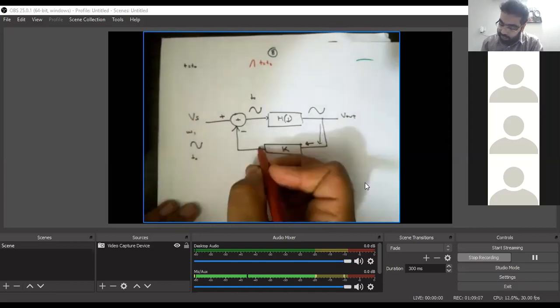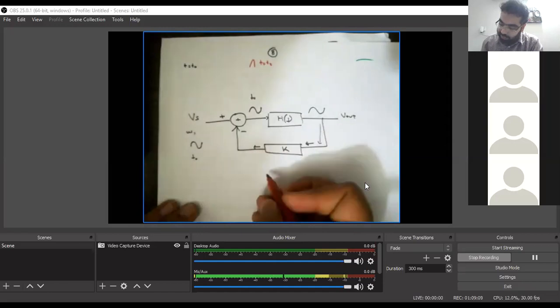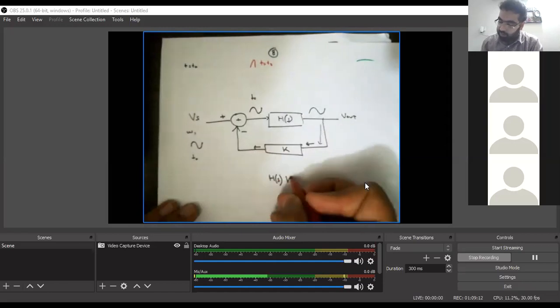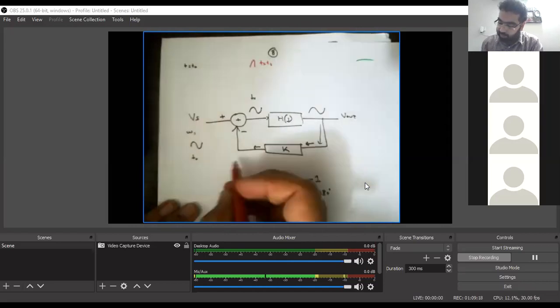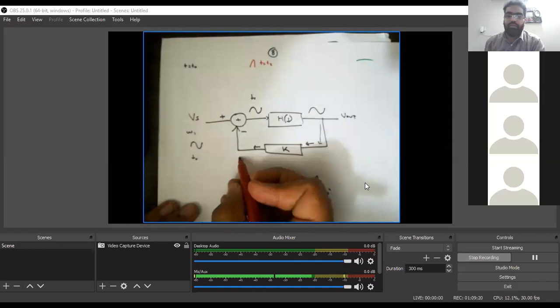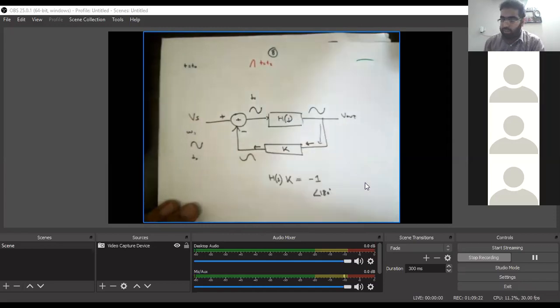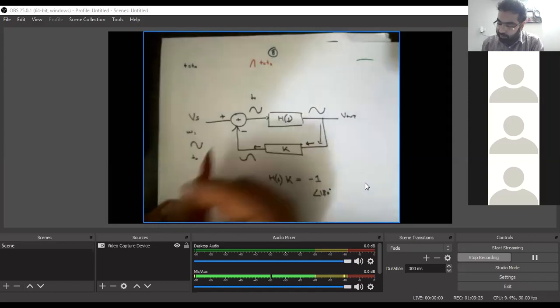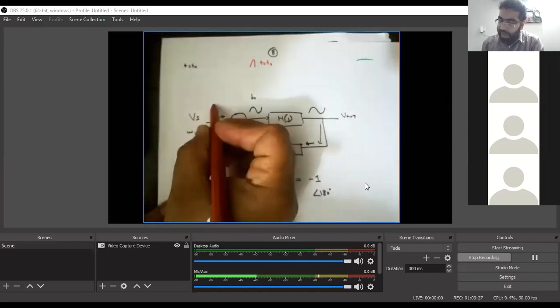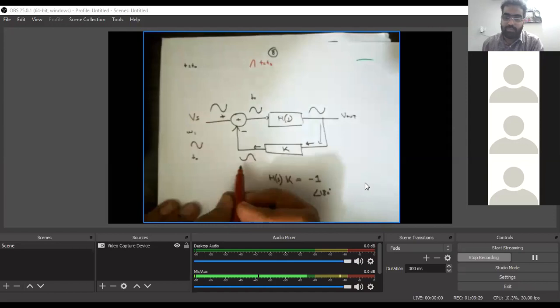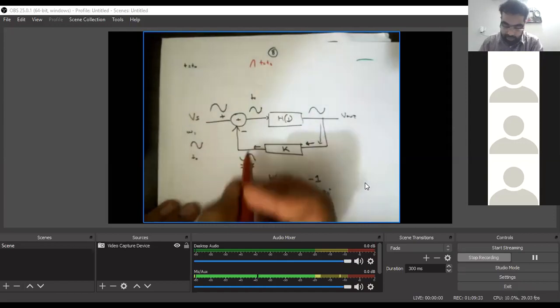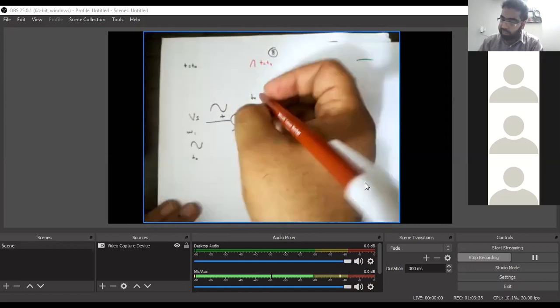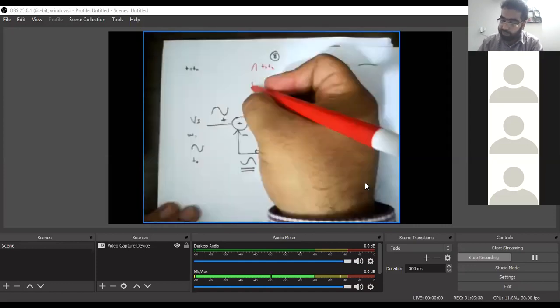Now, if the product of H(s) and K is equal to -1, meaning it is doing a 180-degree phase shift, what will happen to the signal? The signal will become 180 degrees opposite. Now this signal, which is coming here, will add up together with this signal. Previously it was subtracted, but because of this phase shift, ultimately they will add up together, and the signal which we are going to have at time t1 will be a little bigger.